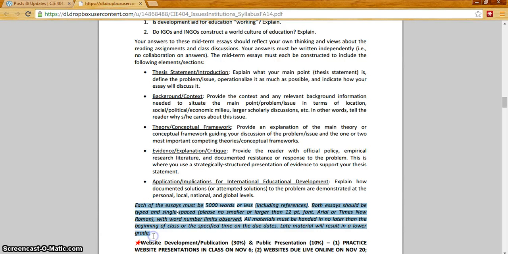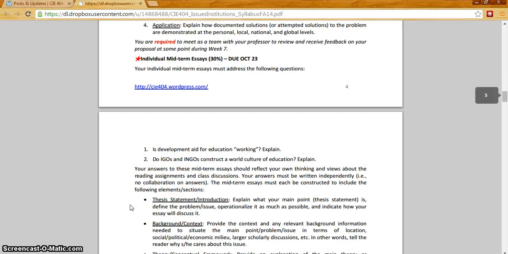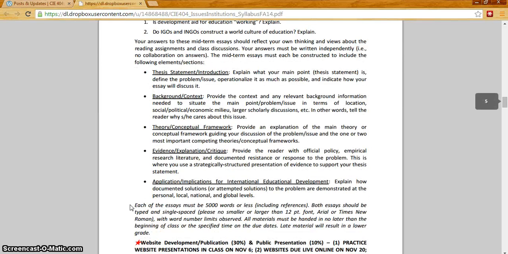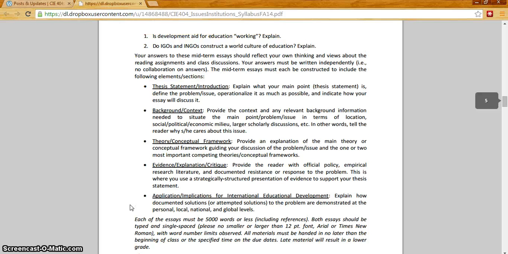Let me remind you that there are some details about the actual written product that I'm requiring. Each of the essays must be 5,000 words or less, including references. You have a word count tool on your word processor, so make sure they're 5,000 words or less total. Both essays should be typed and single-spaced. I recommend using 12-point font. All materials must be handed in no later than the beginning of class or the specified time on the due dates. In this case, it's before class starts on October 23rd. All right? That is it.